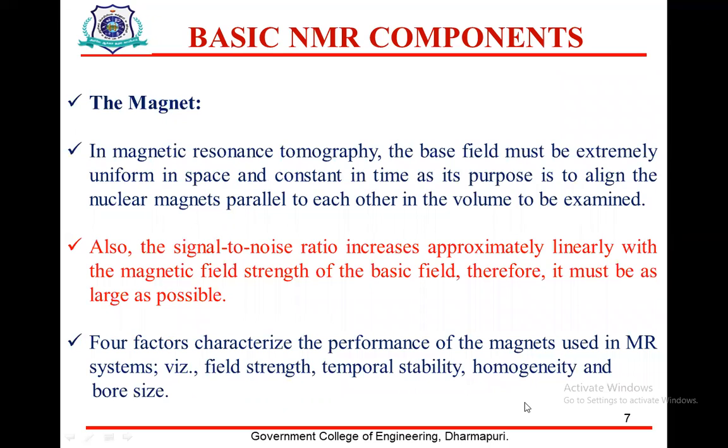The magnet. What are the basic NMR components? The first one is the magnet. In magnetic resonance tomography, the basic field must be extremely uniform in space and constant in time, as its purpose is to align the nuclear magnets parallel to each other in the volume to be examined. Also, the SNR, the signal to noise ratio, increases approximately linearly with the magnetic field strength of the basic field, therefore it must be as large as possible.